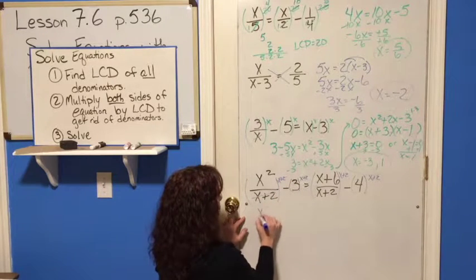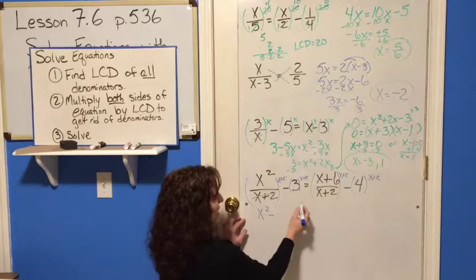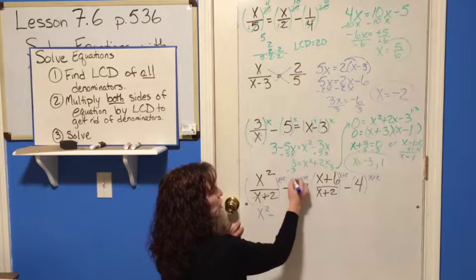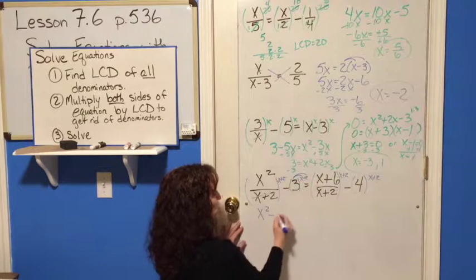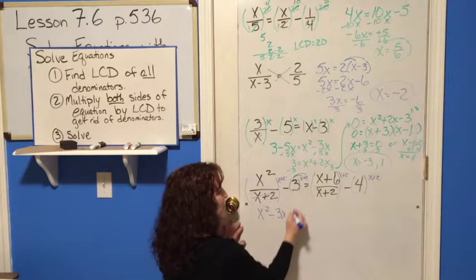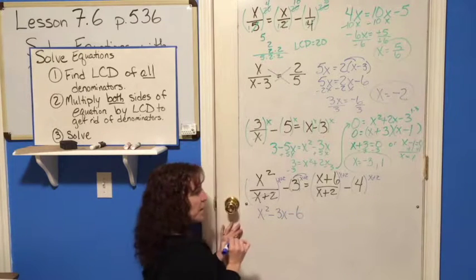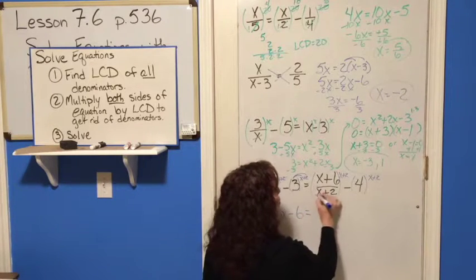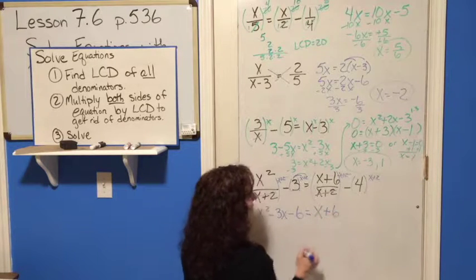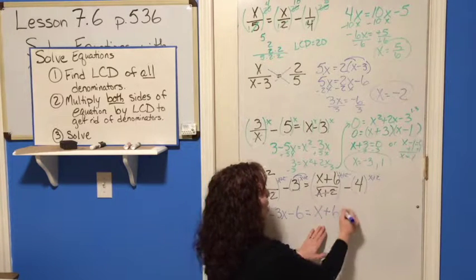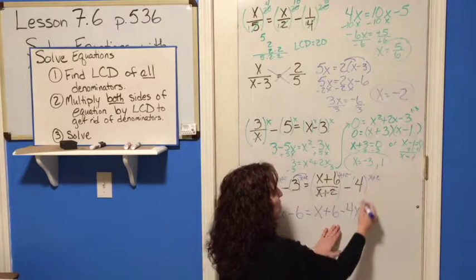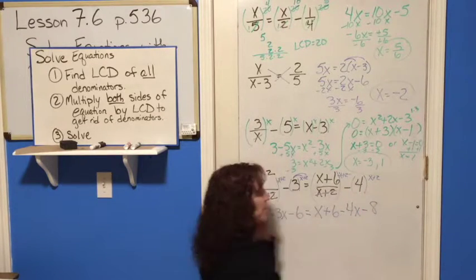So you've got x squared minus 3 times x plus 2. So you're going to have to take the 3x times the 2, so minus 3x. Now be careful, this is a negative 3 times a 2, so minus 6. And that's going to equal, my x plus 2's cancel, so x plus 6. And then minus 4x. And then the negative 4 times the 2 is minus 8.